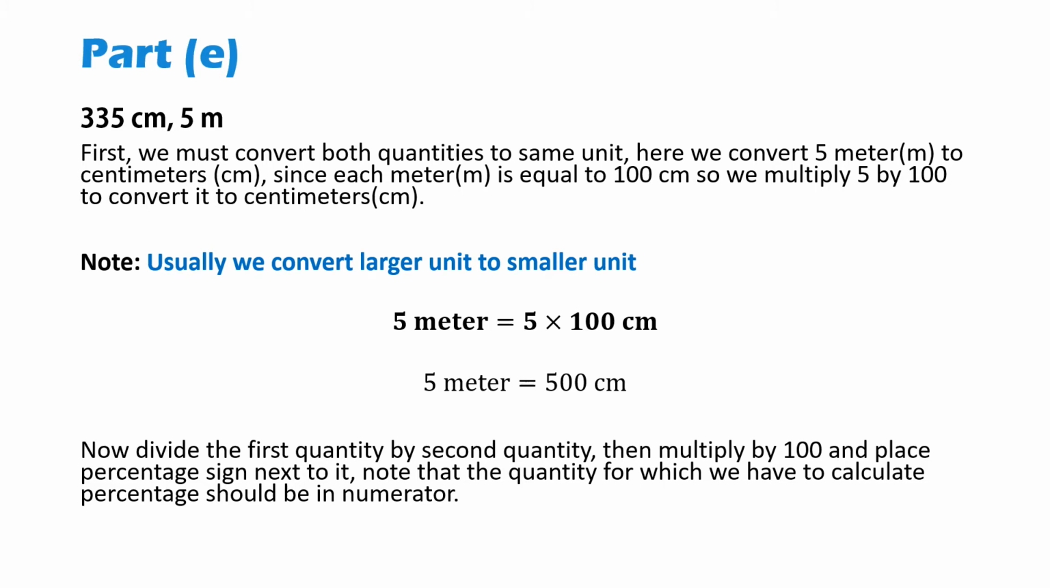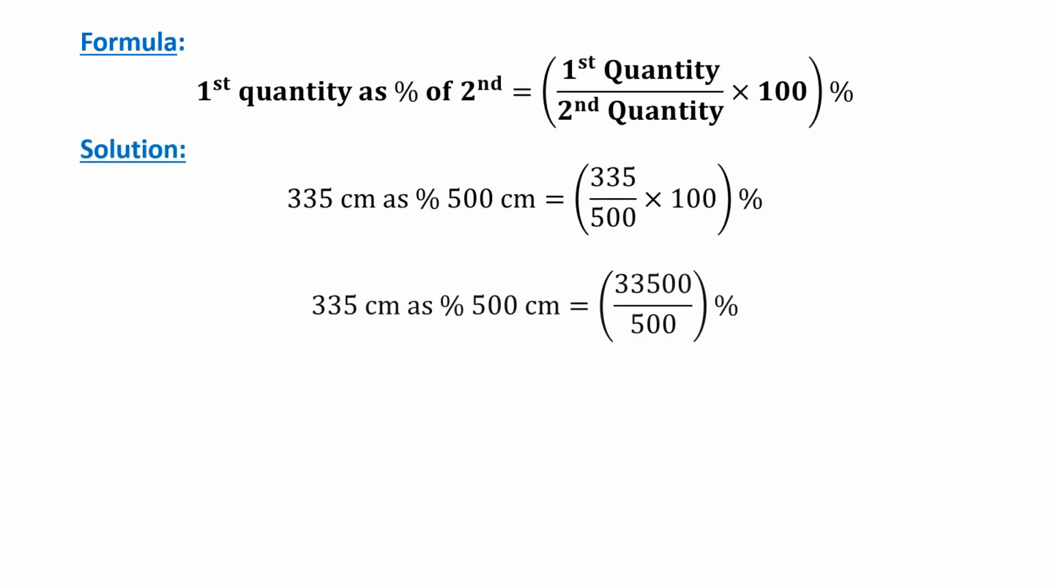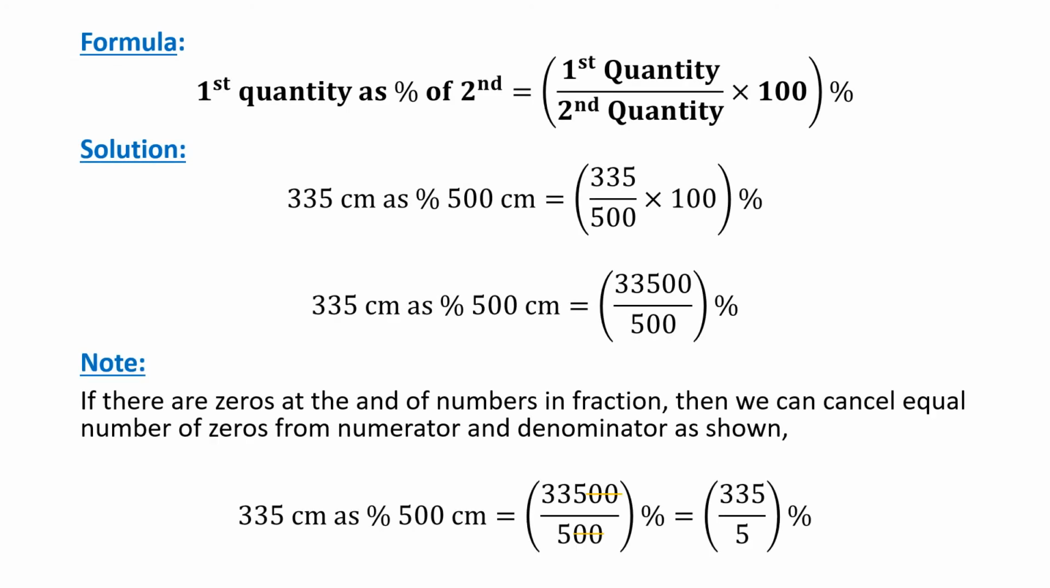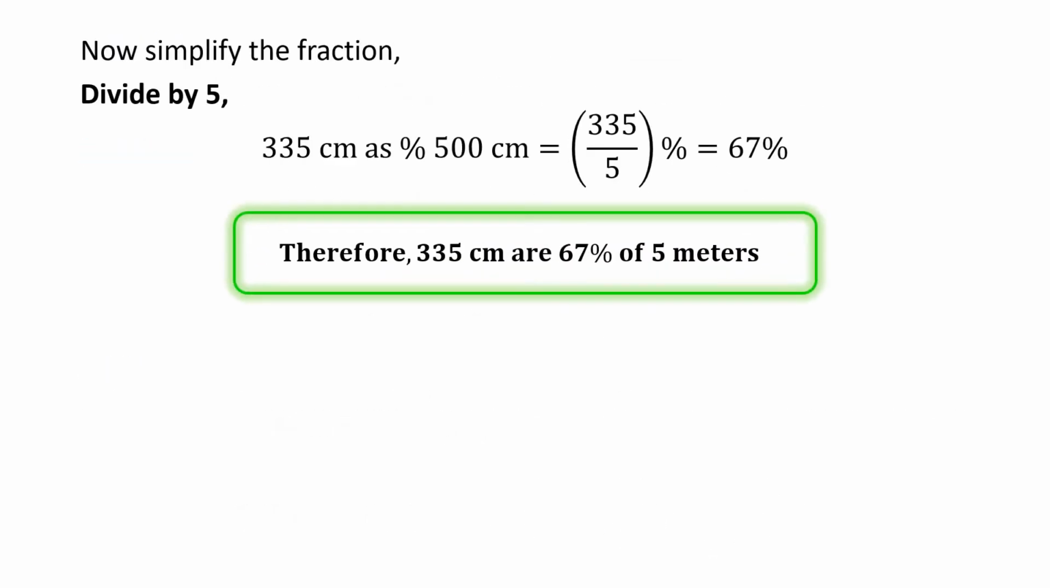Now divide the first quantity by the second quantity, then multiply by 100 and place a percentage sign next to it. Note that the quantity for which we have to calculate the percentage should be in the numerator. Then substitute the values of the first and second quantities in the formula and simplify as shown. After simplification we have 67%, therefore, 335 centimeters are 67% of 5 meters.